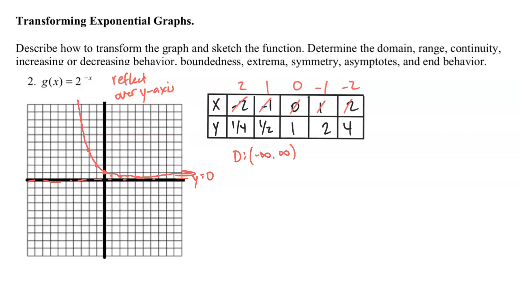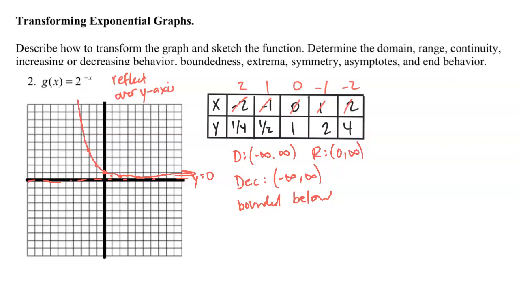-infinity to infinity. My range, once again, even though it doesn't look quite the same, it's still going to be 0 to infinity, because remember, we read the range from bottom to top. This is a continuous function. This time, though, the function is decreasing from -infinity to infinity. This looks a lot like an exponential decay model, and I'm going to explain why that is here in just a minute. It is bounded below, just like before. There is no extrema, no symmetry.